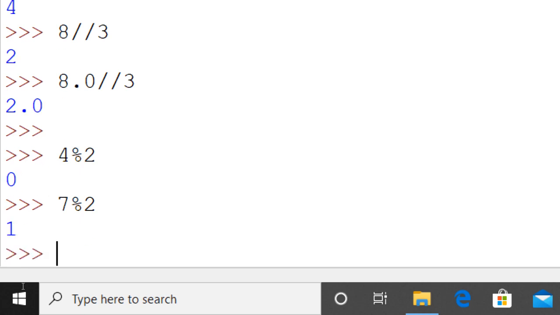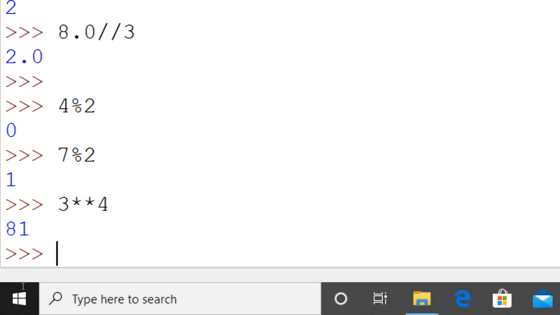Okay, and the last mathematical operator that is left is double star, and I told you double star is for exponent. Suppose we want to find the answer of 3 raised to power 4, then what will we do? We will write 3 double star 4. It will give me the answer of 3 raised to power 4. You can see that we are getting the answer as 81. So double star is used for finding the answer of powers.